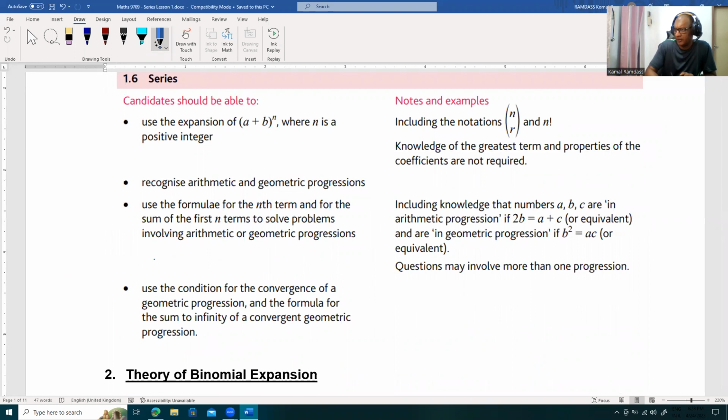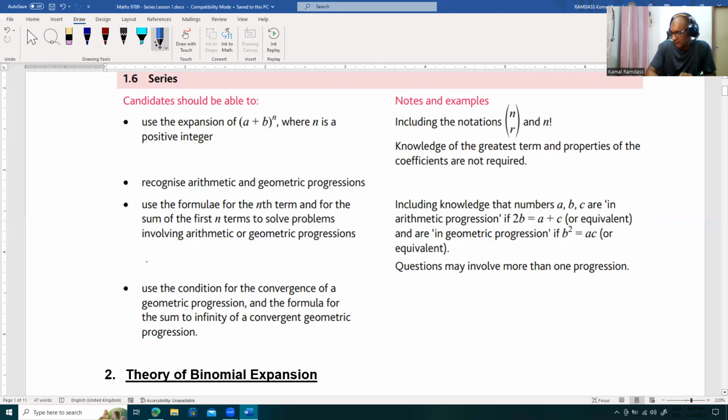Premier thème, c'est Binomial Expansion. Voilà, (a + b) to the power of n. Et deuxième thème, c'est Arithmetic Progression and its associated formula, c'est-à-dire formula for the nth term and formula for the sum of the first n terms.